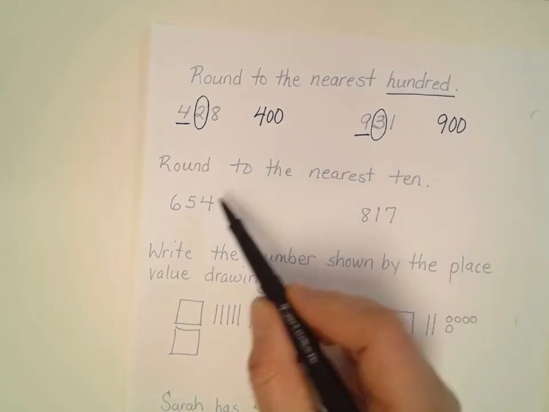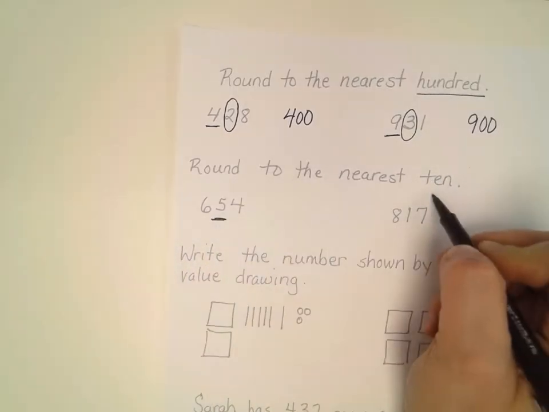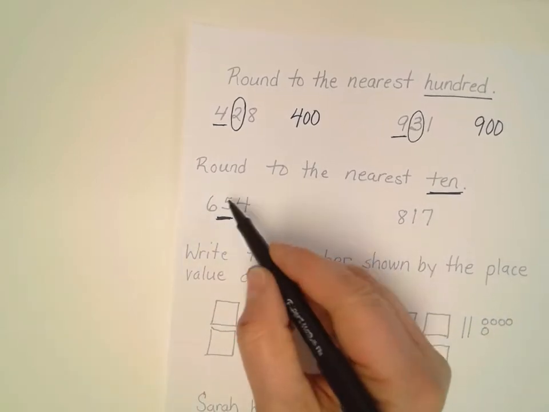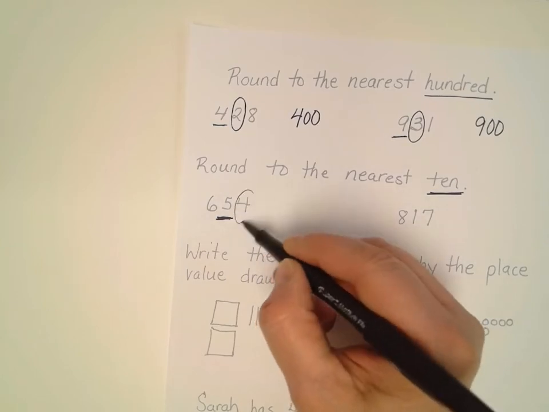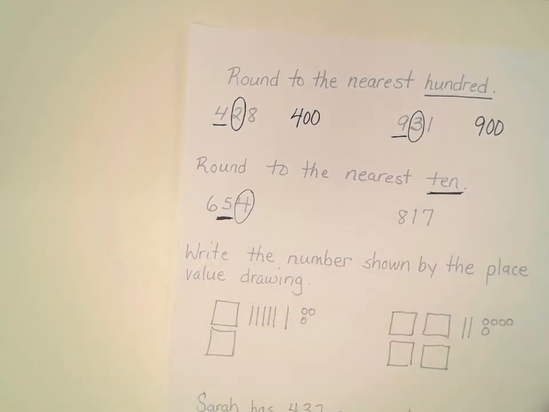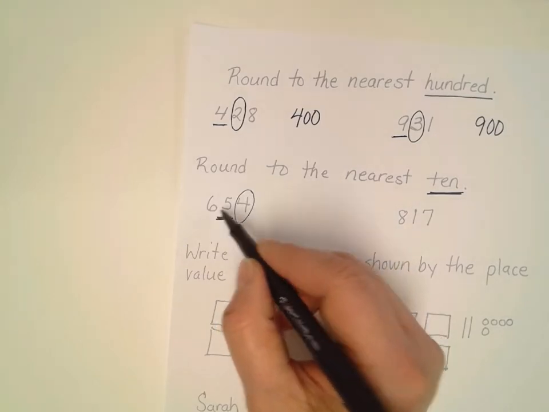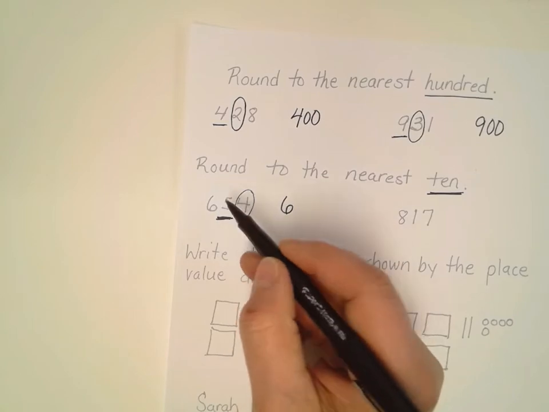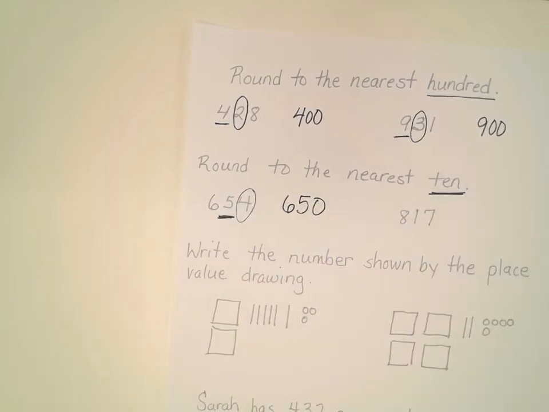All right, round to the nearest 10. Remember, I'm going to underline the tens place, and I'm going to look at 654. I'm going to circle the 4. That 4 is 4 and below, lay it low. So the 600 is going to stay the same because it is not being rounded. 654, so 650 is our rounding to the nearest 10.